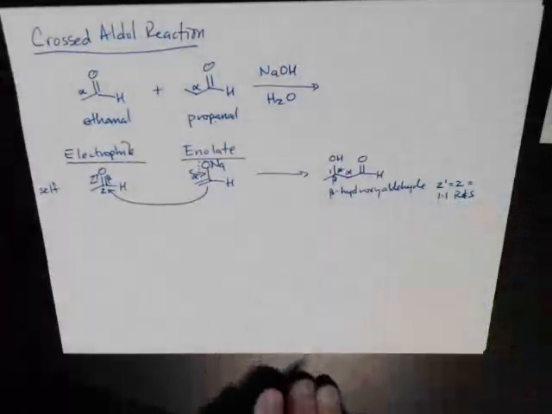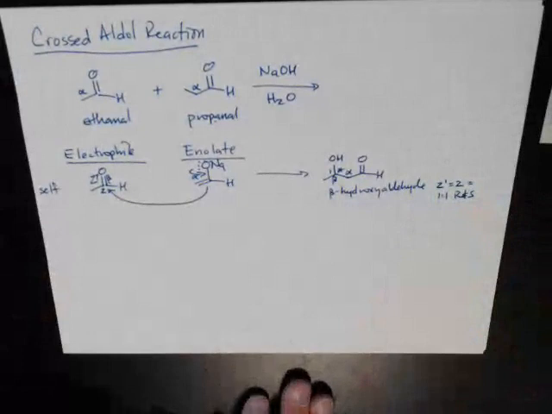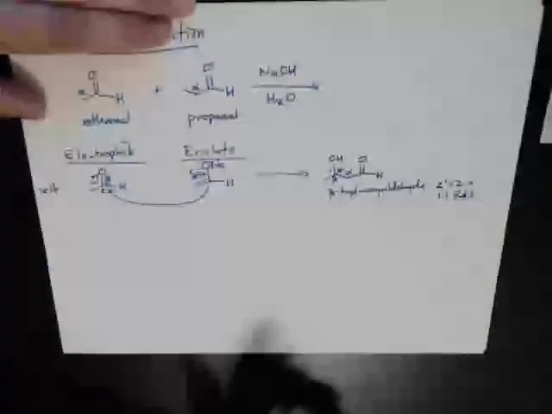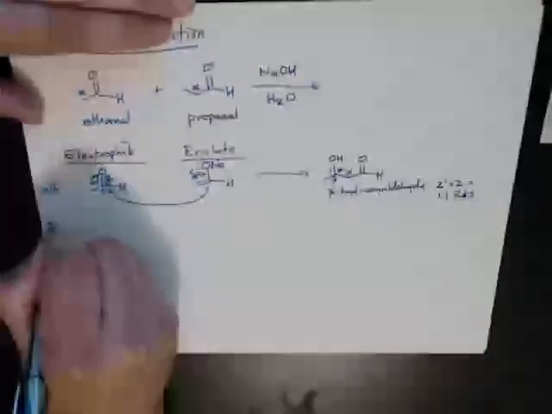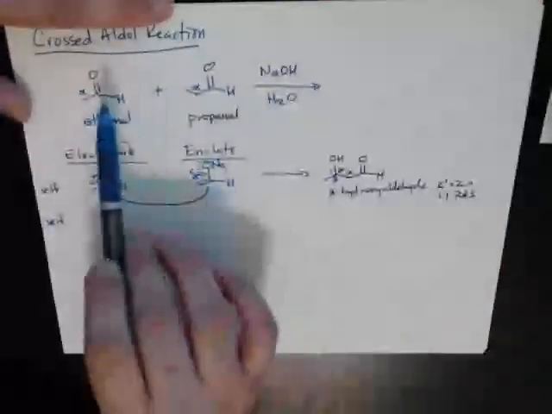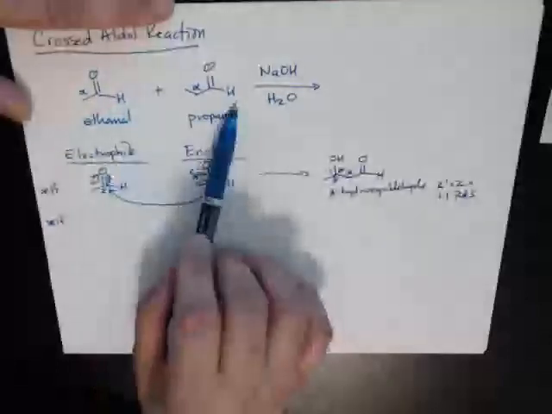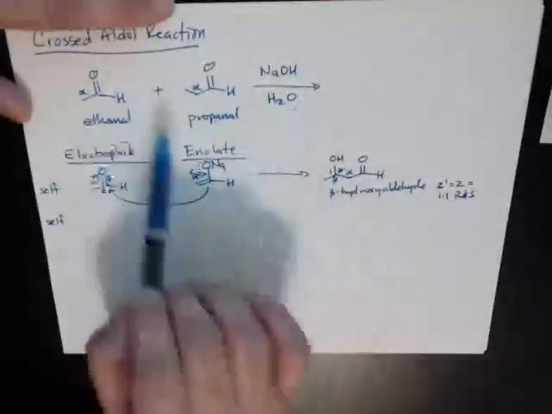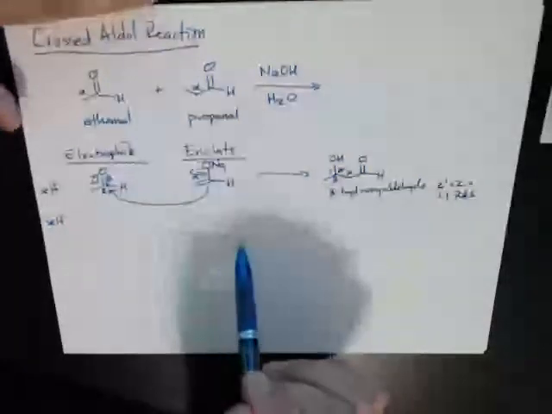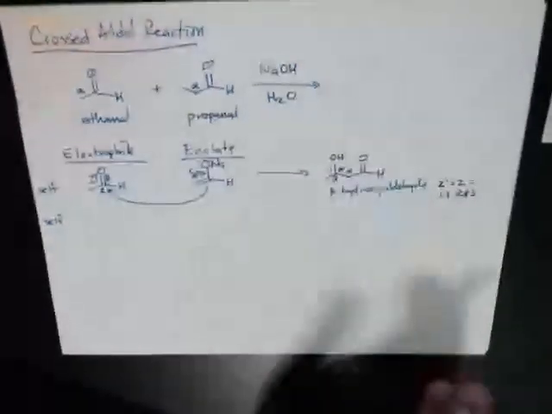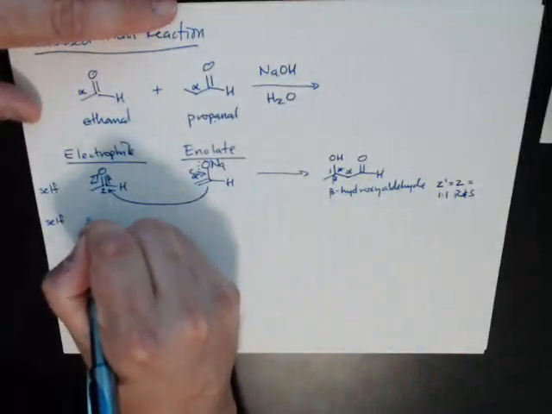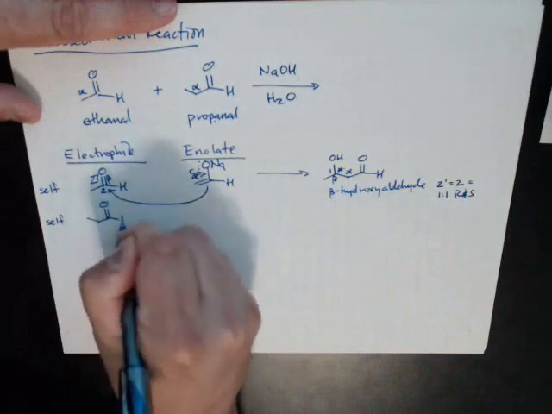Now let's go ahead and look at the self-condensation of propanol. And again, just so we're all on the same page of why we're doing this, if you take an equal mixture of ethanol and propanol under these conditions, you cannot control which one forms the enolate, which one acts as the electrophile. So you have to look at all the combinations. So here's our electrophile propanol.